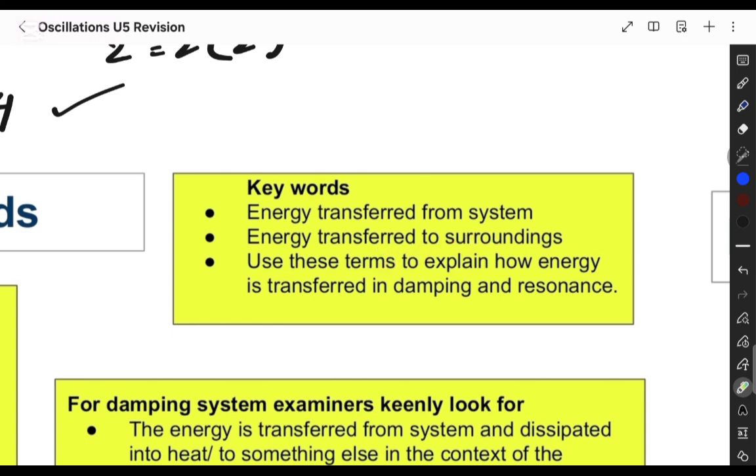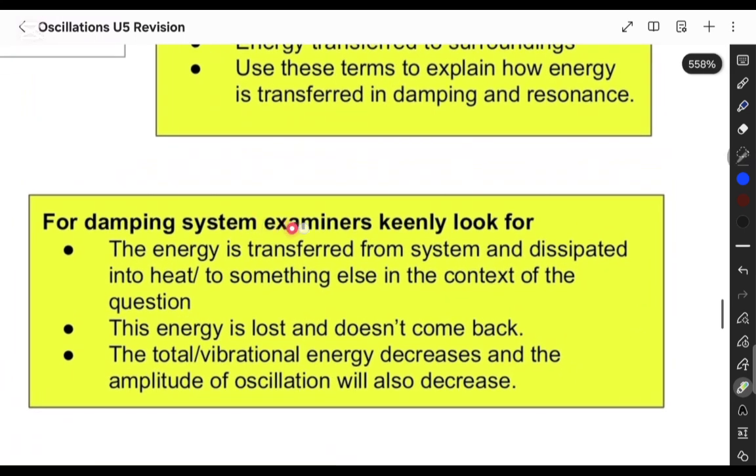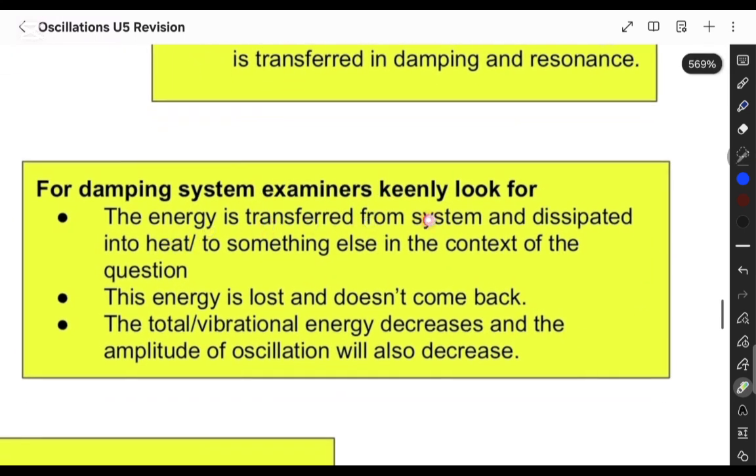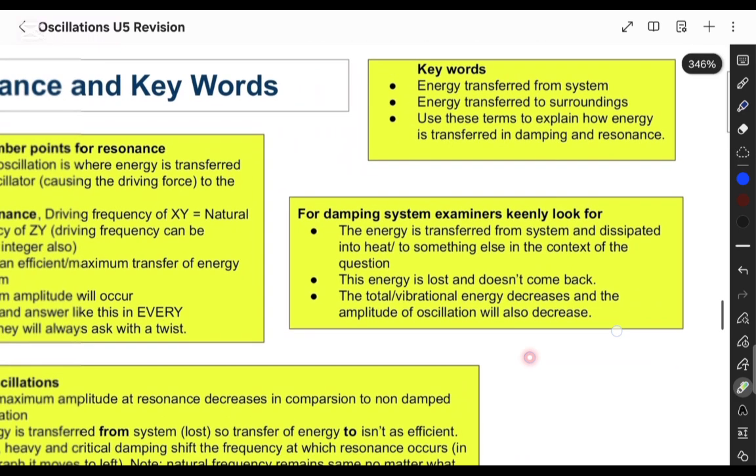They really like that. Similarly for a damped system, examiners keenly look for energy being transferred from the system and dissipated into heat or something else depending on the context, and that energy is lost and doesn't come back. This causes the vibrational energy to decrease and the amplitude to decrease. This is such an important thing. Examiners stress that students don't know how to explain this part, so that's why I specified to speak in terms of energy. Examiners really love that.